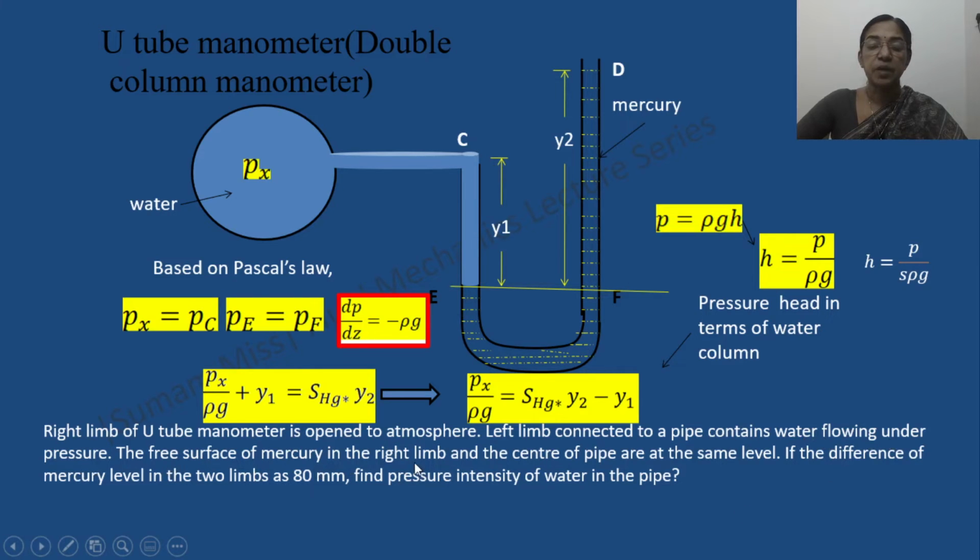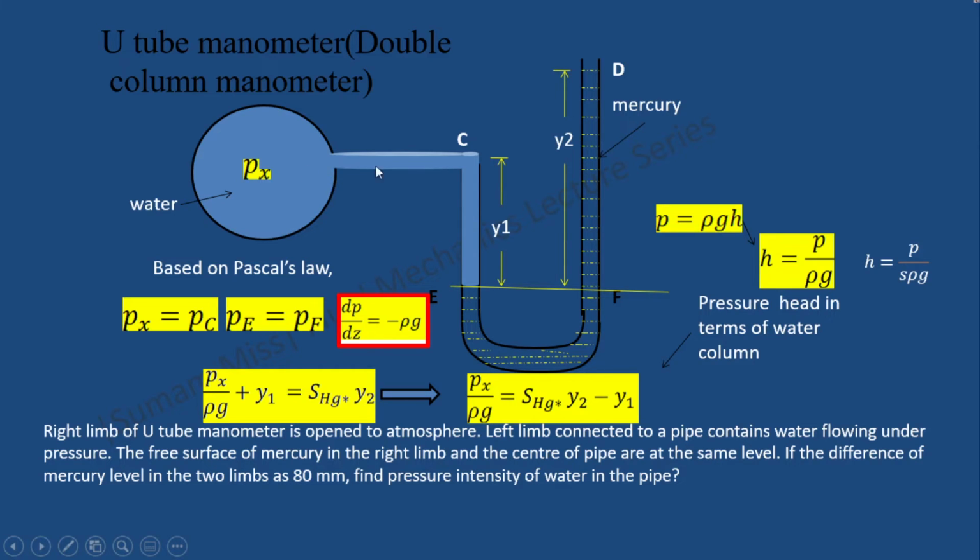So the free surface of mercury in the right limb and the center of the pipe are at the same level. That means the level of mercury in this right limb is coinciding with the center of the pipe. So Y1 is equal to Y2. Now we students get a confusion here. Since Px and the water surface at this right limb are at the same horizontal level, will Px equal Pd? It is a wrong concept, as C and D are not connected by the same fluid and hence cannot be equated.